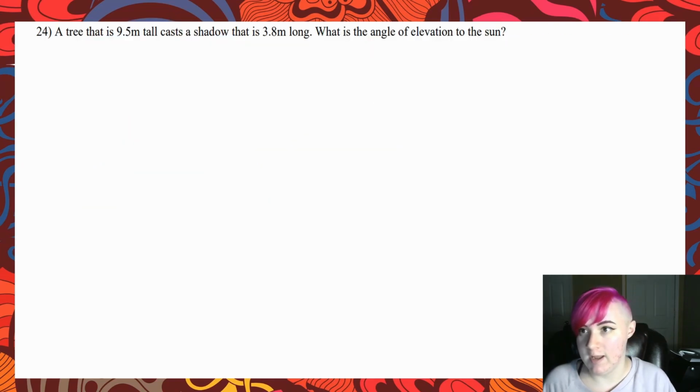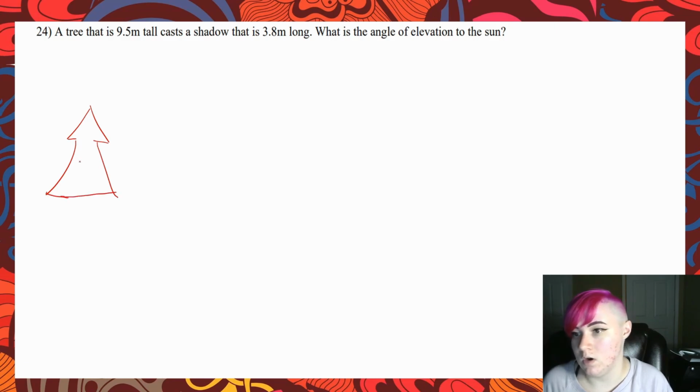So now we will look at number 24, draw a picture. So we have a tree that's 9.5 meters tall. Okay, I'm going to draw this tree. It's a Christmas tree, as it is the only kind of tree I can draw. It's a very bad Christmas tree, but it's there. Okay, so there's a tree, and it's 9.5 meters tall.